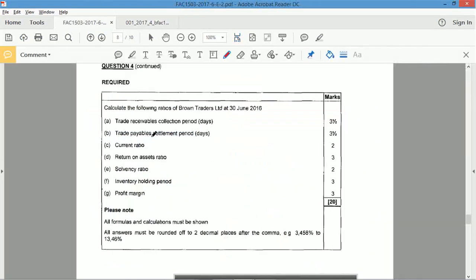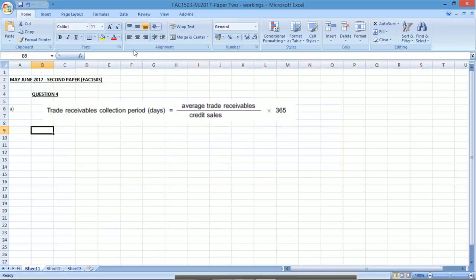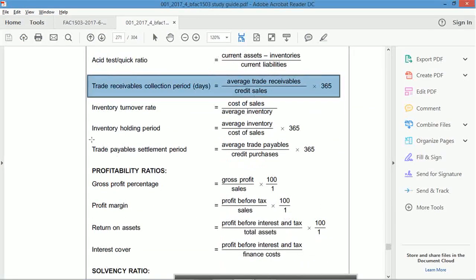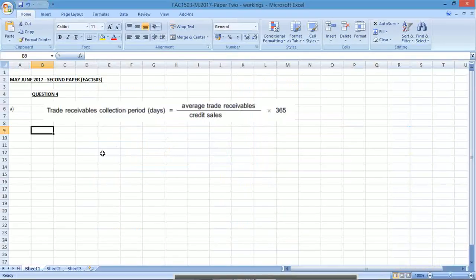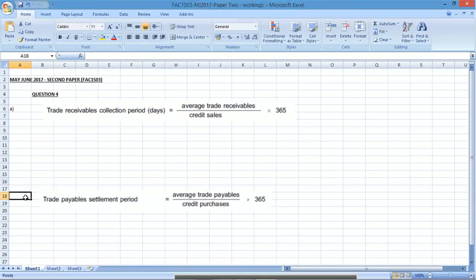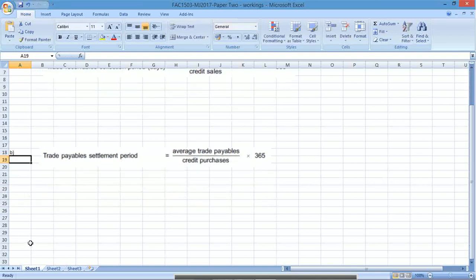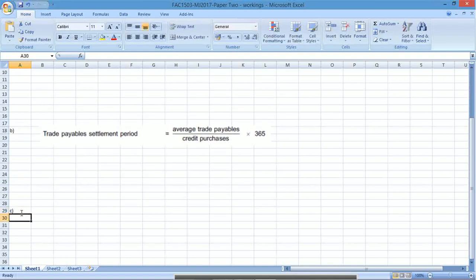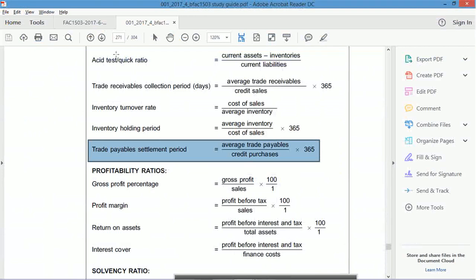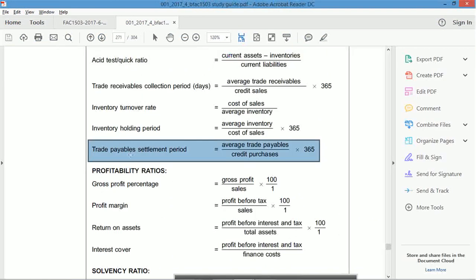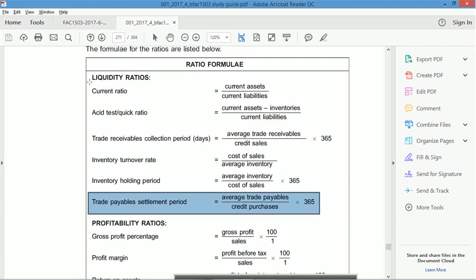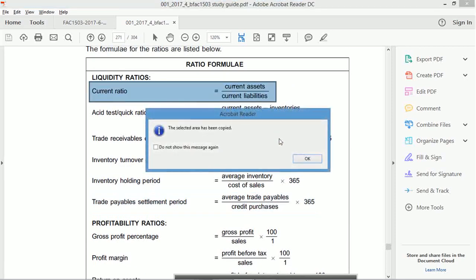Right, number 2, trade payables settlement period. That's B. There's the formula. You write that down in your test. You need the equation. Skip lines. Then I write down C. C was looking at the current ratio. Current ratio is easy: current assets over current liabilities. You don't even have to study that one. You should know that one off by heart.